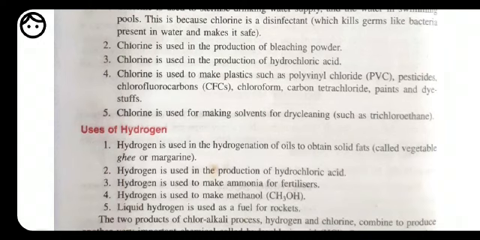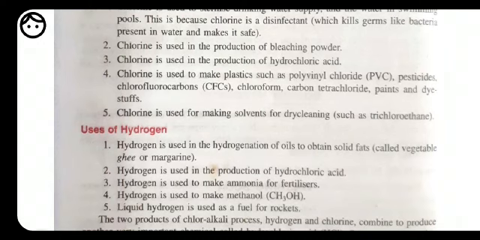Next, hydrogen is used in the production of hydrochloric acid. We know that hydrochloric acid is what? It is HCl. So here also it is prepared by taking hydrogen plus chlorine, then it will give rise to hydrochloric acid. Next, hydrogen is used to make ammonia for fertilizer. Ammonia is what? NH3. So here also we are using hydrogen. When this hydrogen combines with nitrogen, it will give rise to ammonia, that is NH3, which is used as a fertilizer.